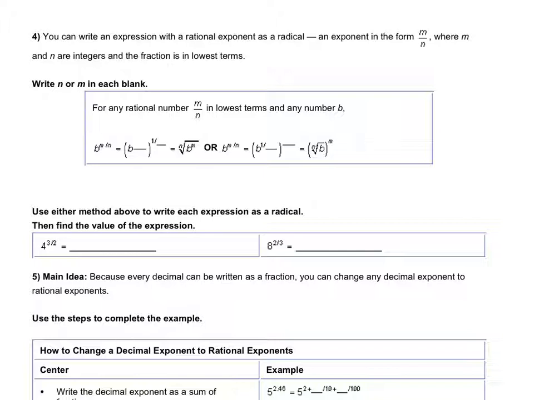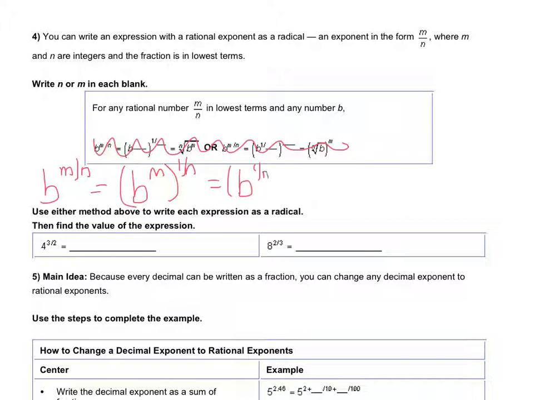So I'm going to rewrite this whole page, this whole level right here, because it's actually easier to rewrite it if I write it than to look at what they're saying. So starting off with b with an exponent of m divided by n, I can rewrite that as b to the m in parentheses with 1 over n on the outside. Or I could switch that up and I could do b with 1 over n on the inside and put m on the outside.